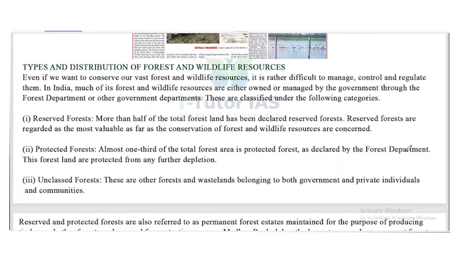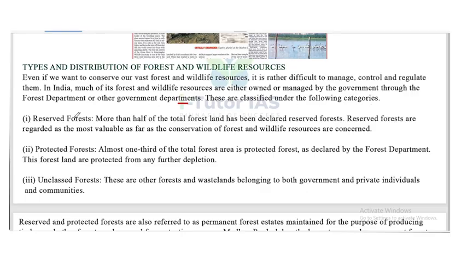Now, types and distribution of forest and wildlife resources. Even if we want to conserve our vast forest and wildlife resources, it is rather difficult to manage, control, and regulate them. In India, much of its forest and wildlife resources are either owned or managed by the government through the forest department or other government departments. These are classified under the following categories.